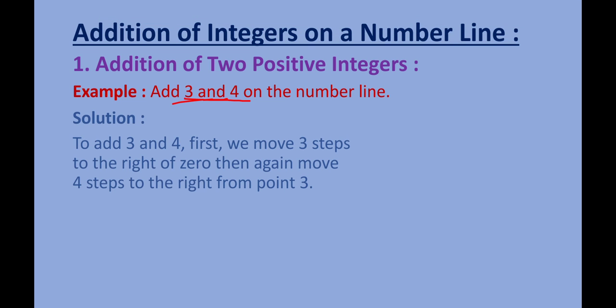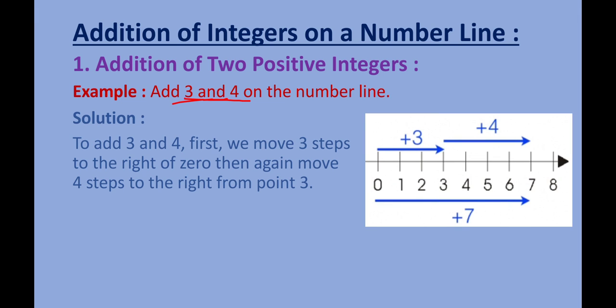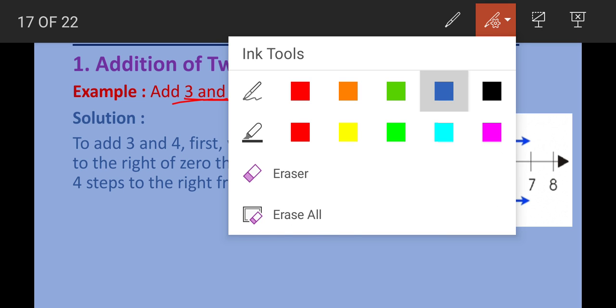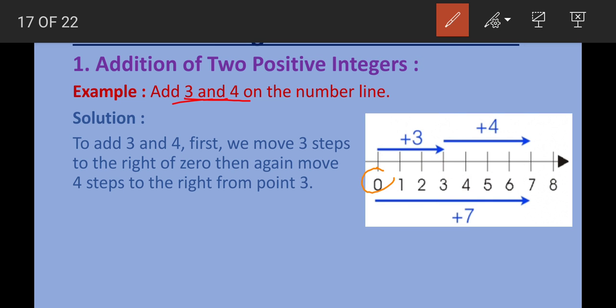So here is the solution. To add 3 and 4, first we have to move 3 steps to the right side of the 0. So here is the 0 on the number line. As we are adding and both numbers are positive, what to do? As you know, while adding positive integers, we have to move towards the right side.